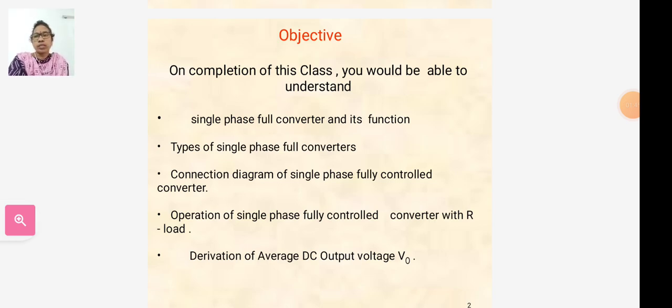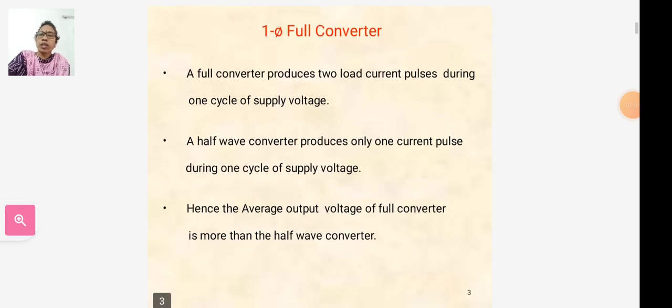In previous classes we discussed the single phase half wave controlled converter using R load. Now we are going to discuss the working of the single phase full wave fully controlled converter using resistive load. In this, a full converter produces two load current pulses during one cycle of the supply voltage.